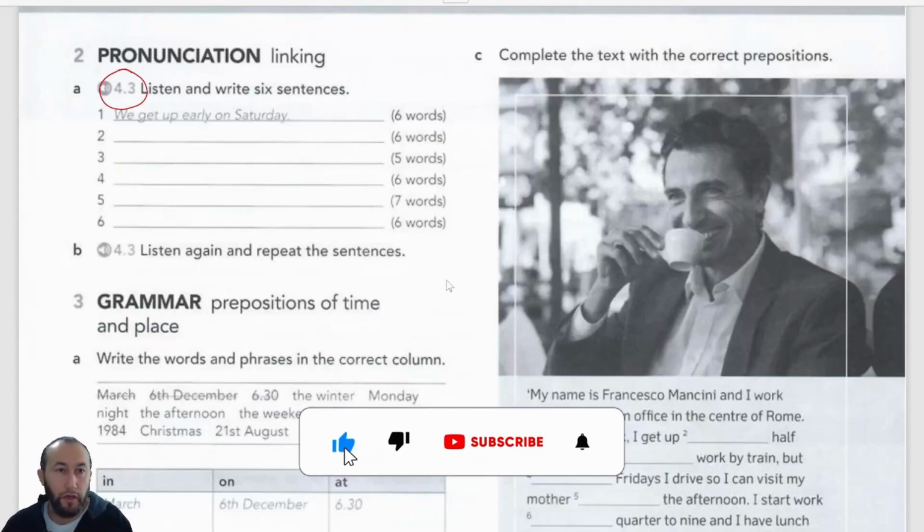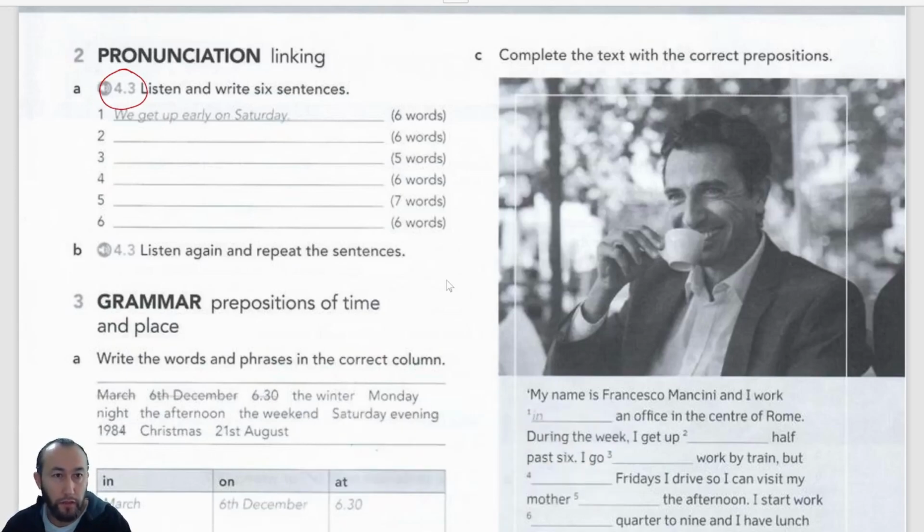Okay, page 29, exercise 2, pronunciation. That's obviously 4B, workbook practice, elementary book, from English File. Exercise 2, pronunciation, is asking us to listen and write 6 sentences. This is audio file 4.3.